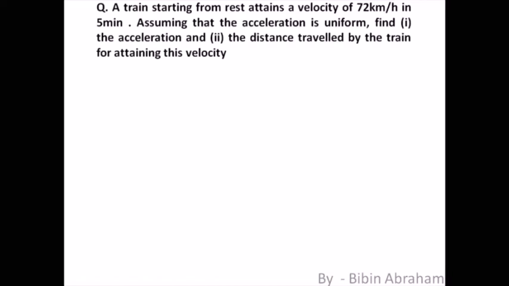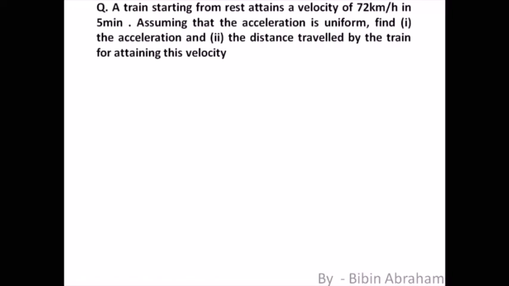The first thing you have to find is the acceleration, and the second thing, the distance traveled by the train for attaining this velocity. Two things you have to find out. You have to find out the acceleration first, and then you have to find out the distance traveled by the train for attaining this velocity.